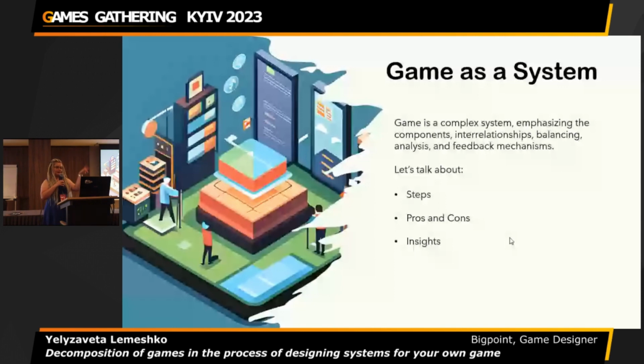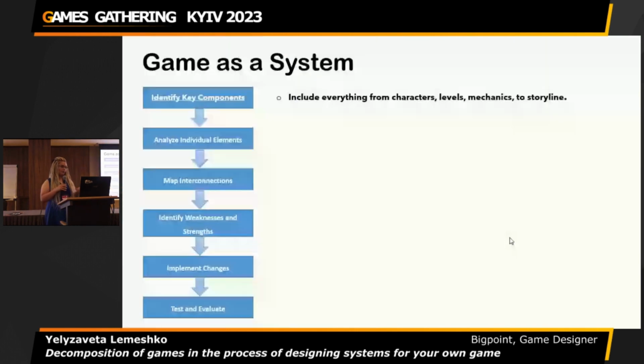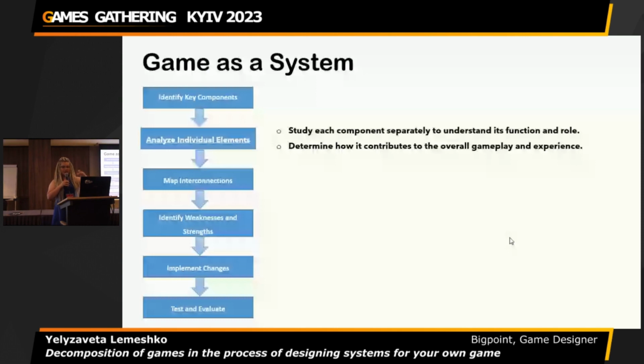Right. A game is a complex system and it includes components and also has balancing, analysis, and feedback mechanisms. We will talk now about the steps, pros and cons, and also what insights you can gain. So it will be again very step by step. So, game as a system: we start by identifying key components. So what we have, for example, characters, levels, mechanics, and storyline. After that, we analyze individual elements, like how our character works, what mechanics we have, or what monetization mechanics we have. And we need to understand each function and each role, and how it contributes to the whole gameplay.